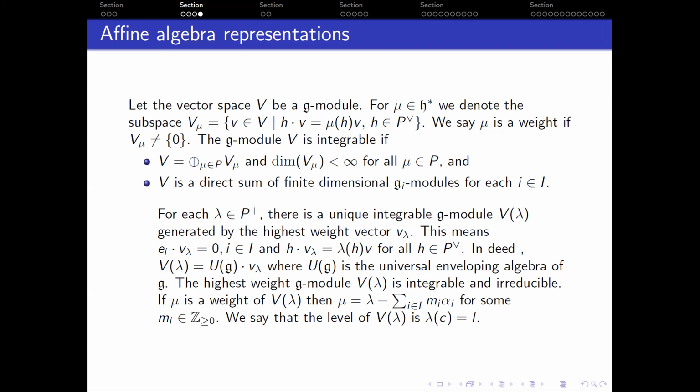Universal enveloping algebra is an associative algebra, which is hence a Lie algebra under the commutator bracket. But this particular universal enveloping algebra, which I am not formally defining yet, has the property that a vector space V is a G module if and only if it is a U(G) module and converse. That's important. And any highest weight module has weights of the form lambda minus an integral combination of the simple roots.